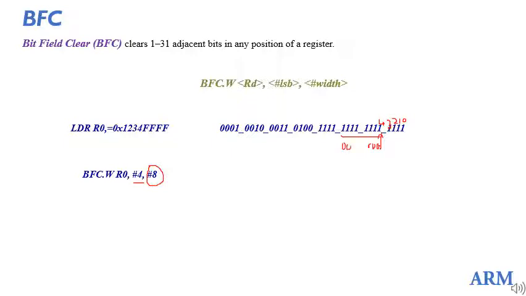So 0, 0, 0, 0 and 0, 0, 0, 0 will correspond to hex zeros only. So your number will be 1, 2, 3, 4, this is F, right? After that 0, 0, F. This should be your answer after the execution of this instruction.